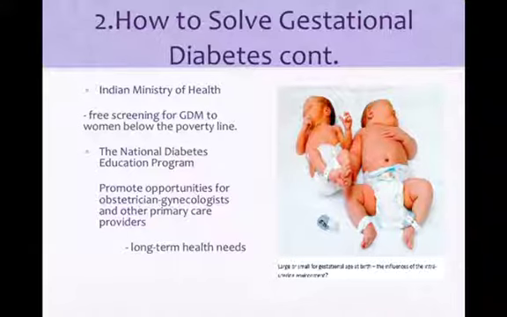The National Diabetes Education Program joins the American College of Obstetricians and Gynecologists to promote opportunities for them and other primary care providers to better meet the long-term health needs of women with prior gestational diabetes mellitus and their children. As you can see on the right, the picture shows a very tiny baby and a very large baby. The baby on the left was produced by a woman without gestational diabetes, and the baby on the right, its mother had gestational diabetes. You can see the difference in weight between the two babies.